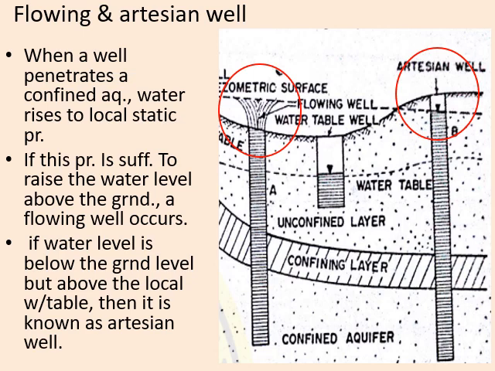But if the water level is below the ground level, in the case of B, but above the local water level, it will rise to this point but it is below the ground level, this condition will be known as an artesian well.